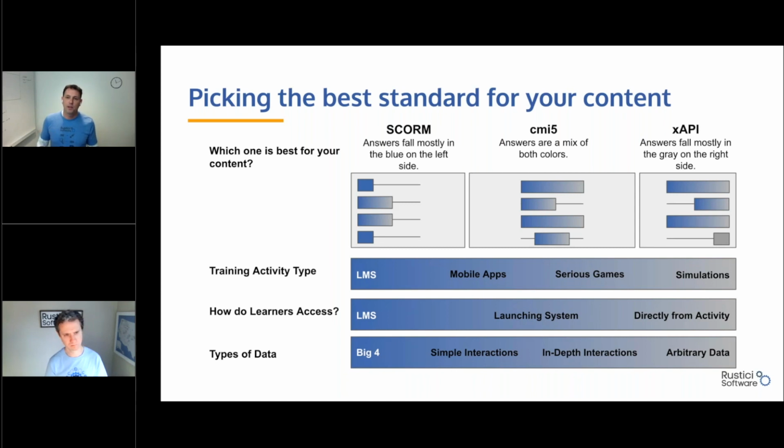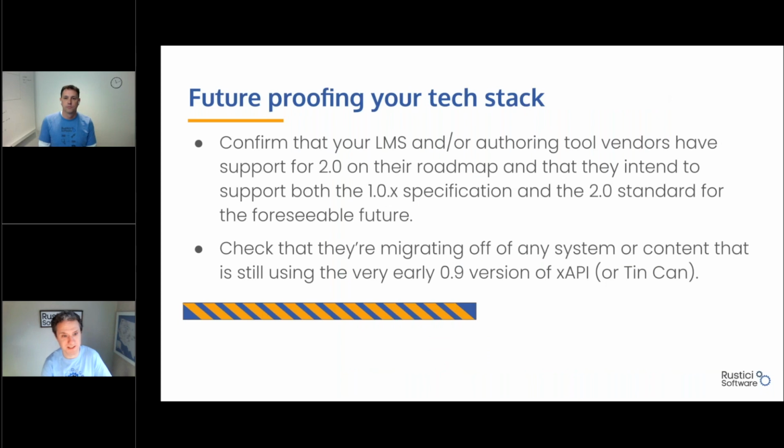So think about, again, what is your plan? What is the type of data you're capturing, and where is your learner starting their experience? Nice. So I think the next thing is how to future-proof your tech stack. We all want to buy tools that are evergreen. Software changes quickly. Confirm that your vendors have support on their roadmap. Have these conversations about their intentions for doing these things. Are they a part of the standards community? Are they a part of the discussion? Check their plans for migrating off earlier systems and ask their plan for moving from one to another.